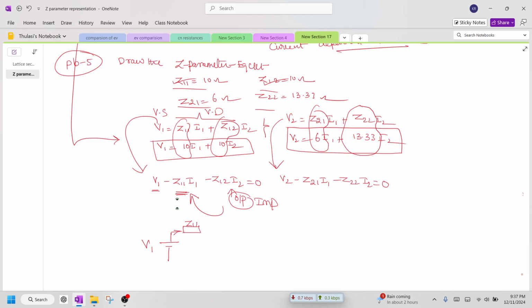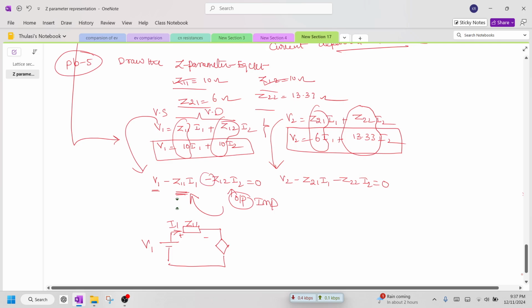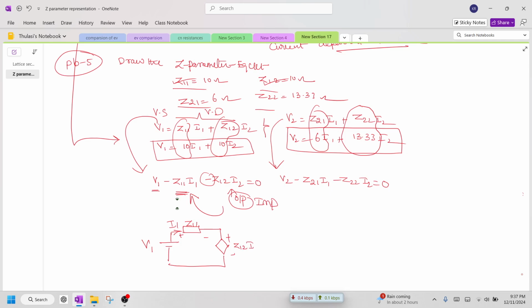Now how to draw: input voltage is V1 and impedance is Z11 and entering current is I1. The terminals are positive, negative, and Z12 I2 is an output port parameter. So I'm going to draw that with a dependent source as shown in the figure. What is the leaving terminal? Minus, this is positive, negative, this is Z12 I2. For this equation also I'm drawing.